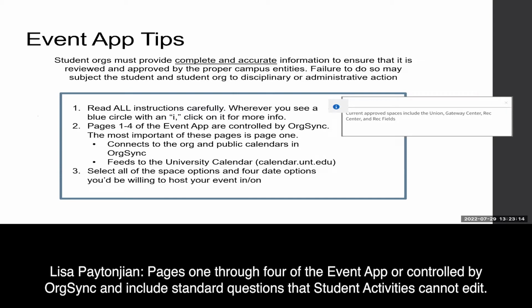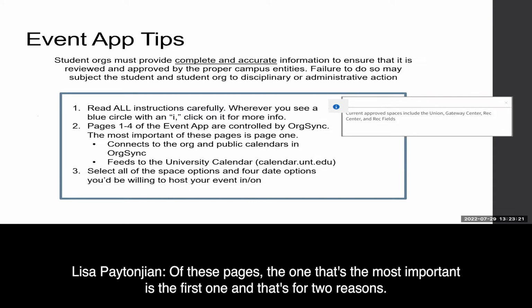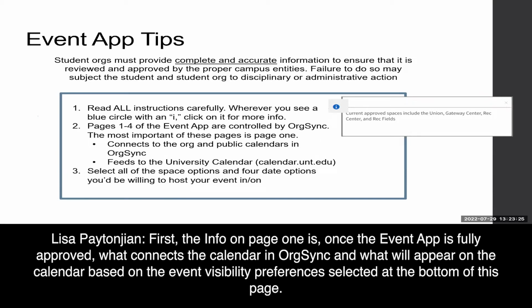Pages 1 through 4 of the event app are controlled by OrgSync and include standard questions that student activities cannot edit. Of these pages, the one that's the most important is the first one, and that's for 2 reasons. First, the info on page 1 is, once the event app is fully approved, what connects the calendar in OrgSync and what will appear on the calendar based on the event visibility preferences selected at the bottom of this page.